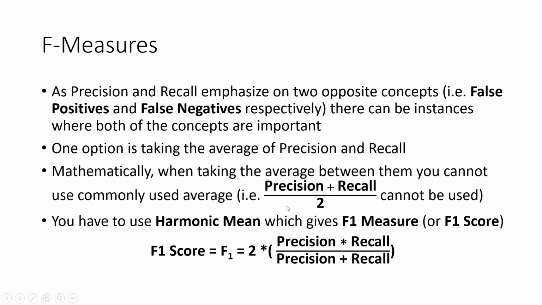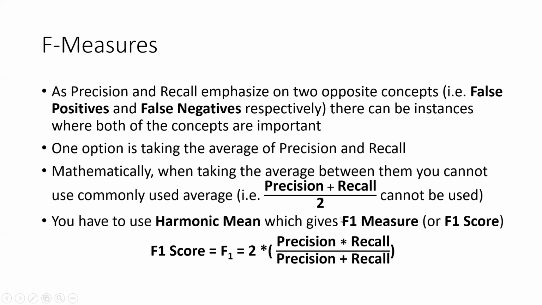So we are not explaining why this is not possible. This is related to mathematics, right? There's a mathematical explanation, but what we have to use is not this common average, but the harmonic mean. The harmonic mean is not just precision plus recall divided by 2. In this average, it is calculated by 2 times precision times recall divided by precision plus recall, right? This is how the harmonic mean is calculated.